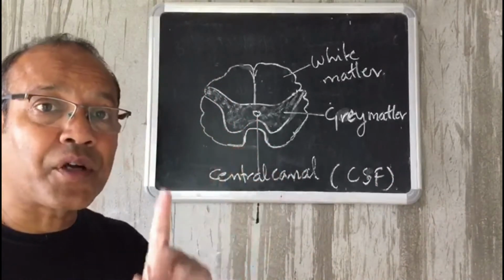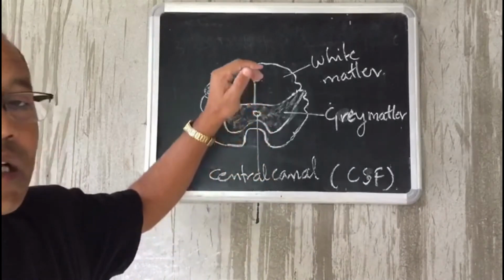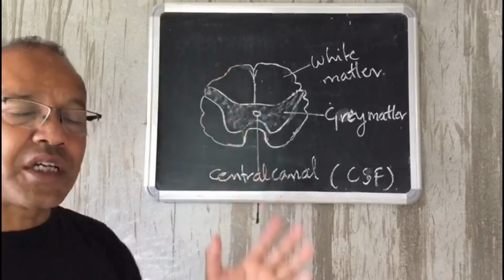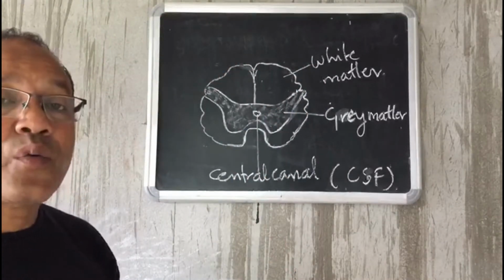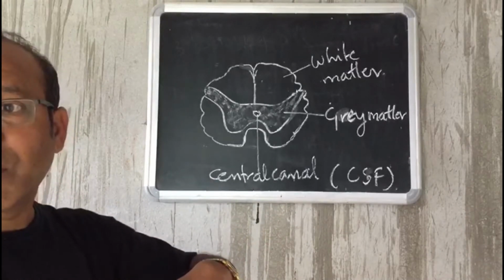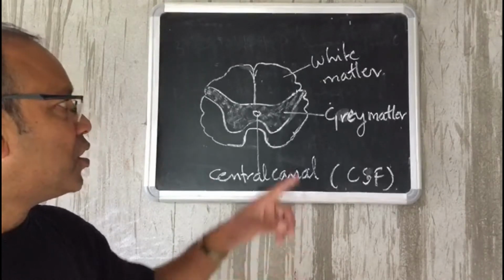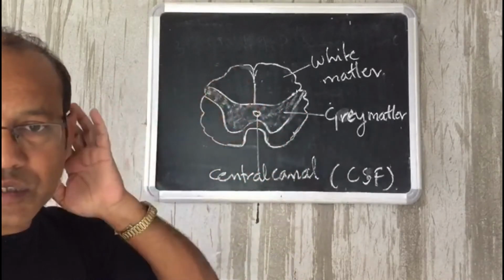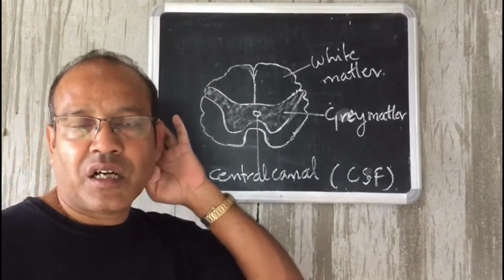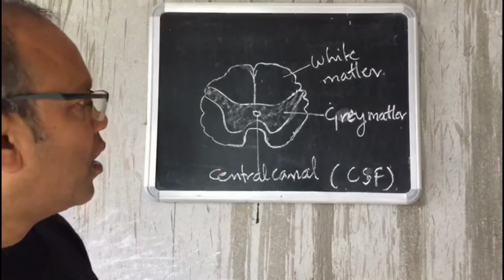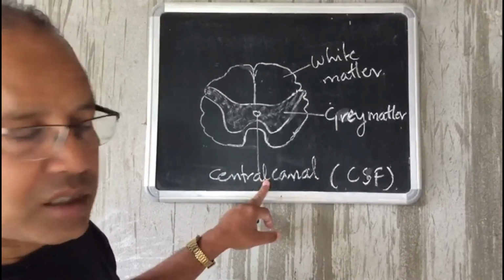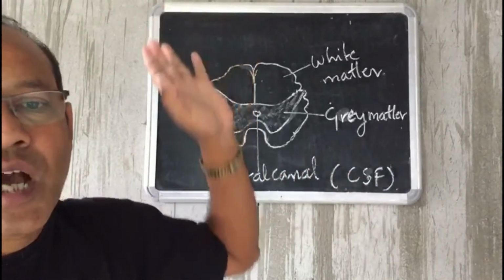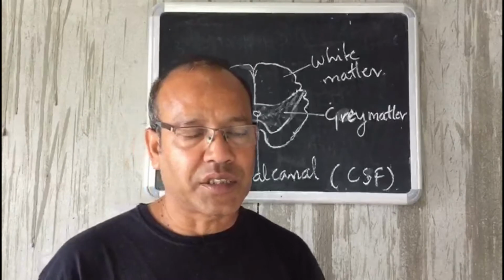Now, we need to make an important observation here. When we talked about the cerebrum, the grey matter was on the outside, on the cerebral cortex, and the white matter was inside. Here it is just the reverse. The grey matter is inside the spinal cord and white matter is outside the spinal cord. This central canal, which contains cerebrospinal fluid, is continuous with the ventricles that are present inside the brain, about which we will be talking a little later.